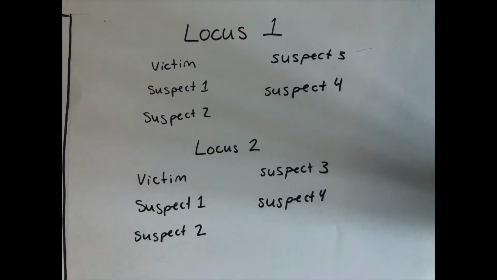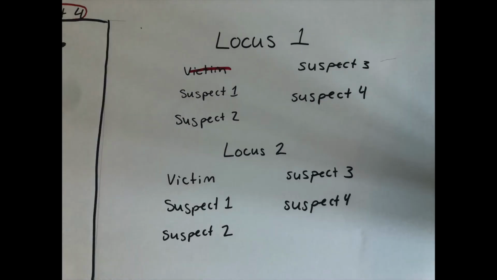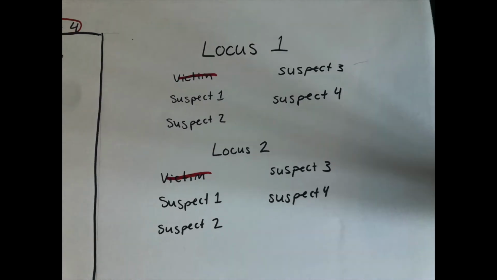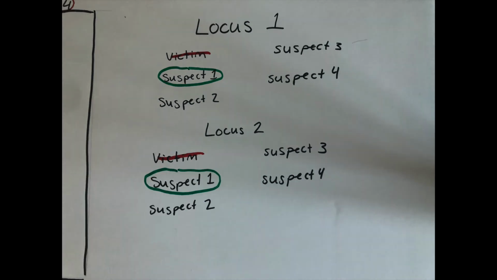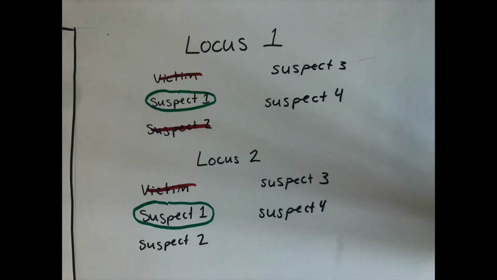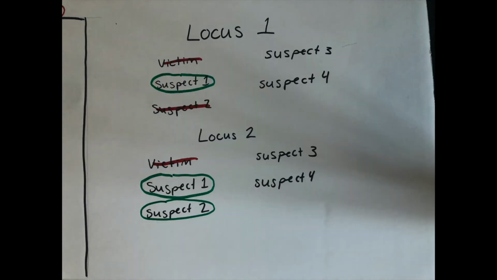Looking at both loci, let's see if we can determine whose hair was at the crime scene. The victim didn't match any alleles on the first or second locus. Suspect 1 matched with both alleles on both loci, so we cannot rule them out. Suspect 2 didn't match any alleles in locus 1, but they matched both on locus 2. But since they didn't match both loci, we can rule them out.